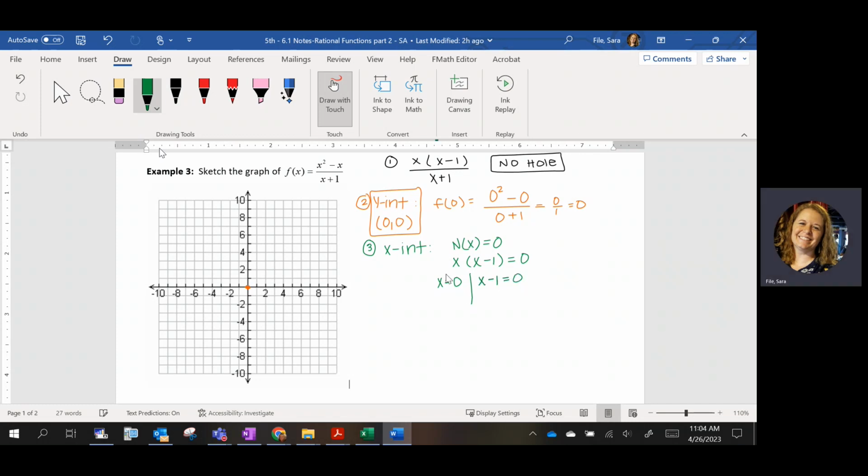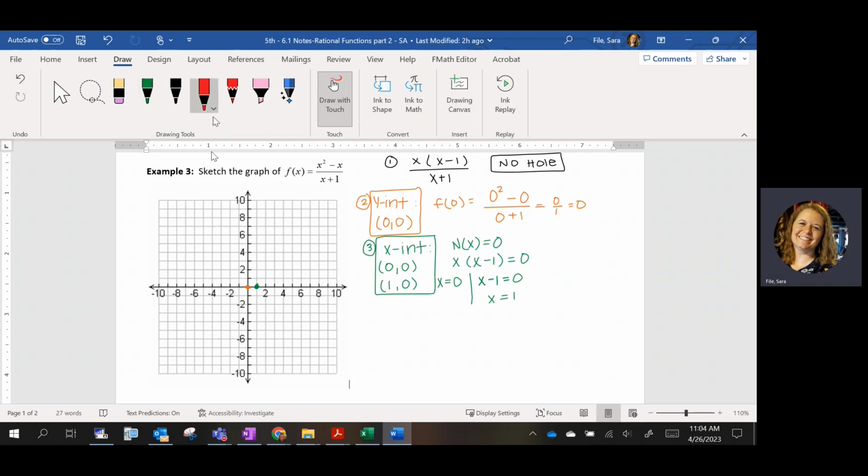Okay, so this one's already solved for x. Here I would have to add the 1 over. So these are the x values of the x-intercept. So as coordinates, that would be 0, 0, and 1, 0. So I have 2 x-intercepts here. I'm going to plot that second one. The first one's already plotted in orange.